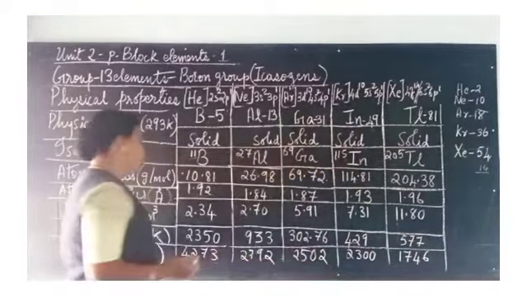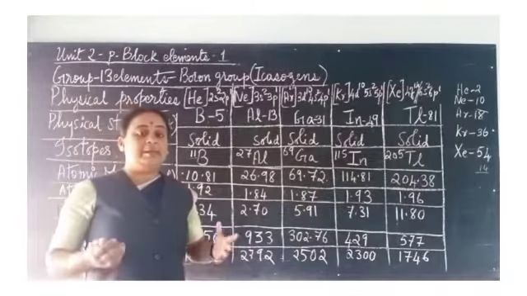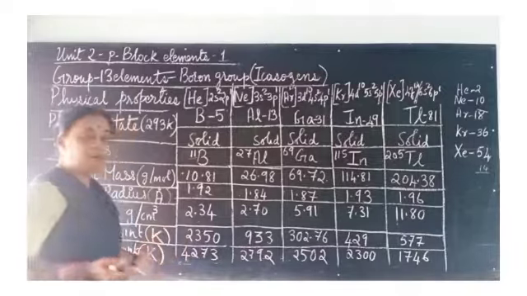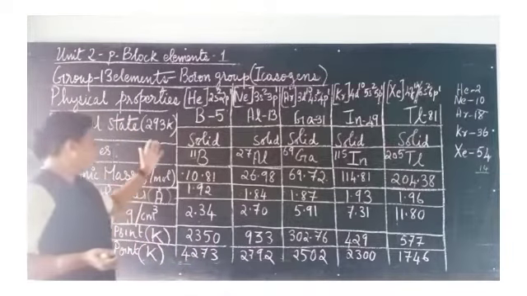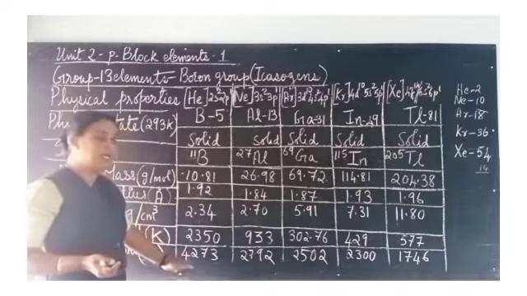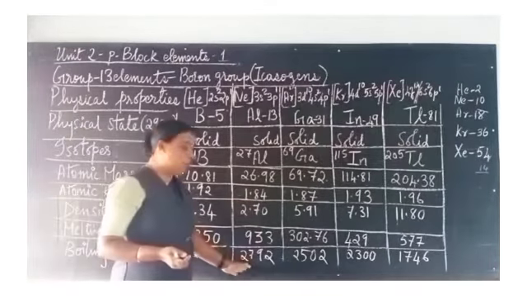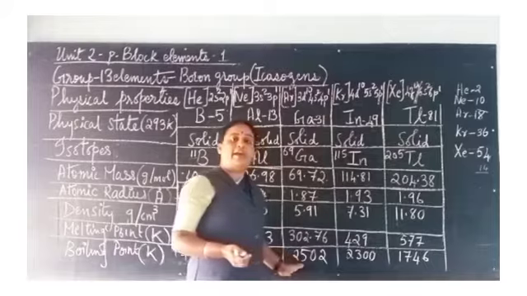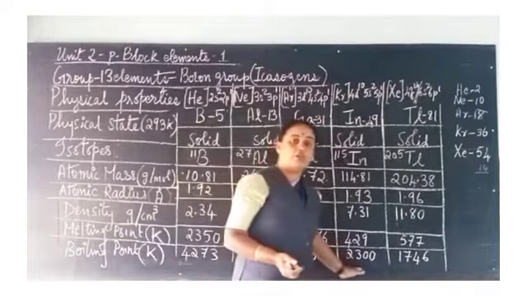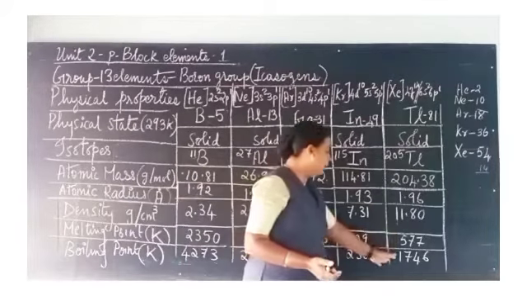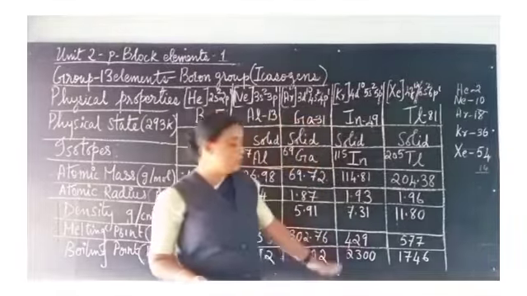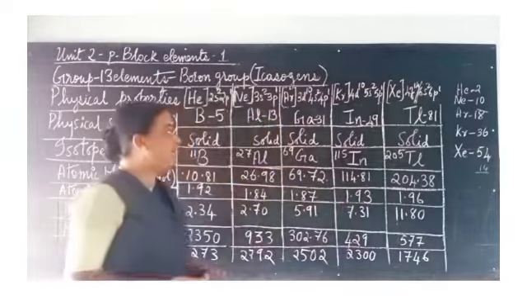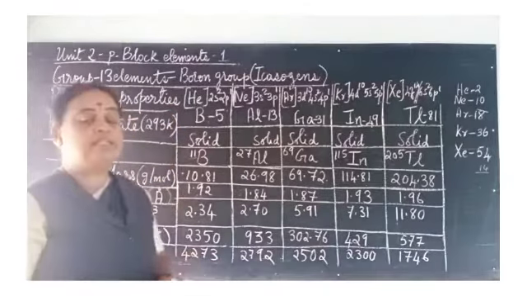Now in the case of boiling point, boiling point is the temperature at which the element boils. Here boiling point is also represented in Kelvin. In the case of boron it is 4273 Kelvin, aluminium 2792 Kelvin, gallium 2502 Kelvin, indium 2300 Kelvin, and coming to thallium it is 1746 Kelvin. Fine, so that's it about the different physical properties of the 13th group elements, the boron family.